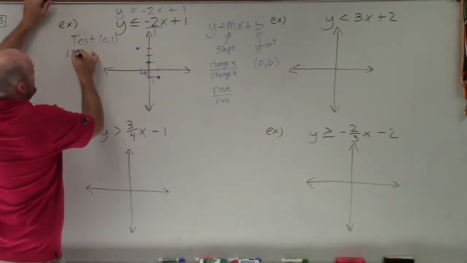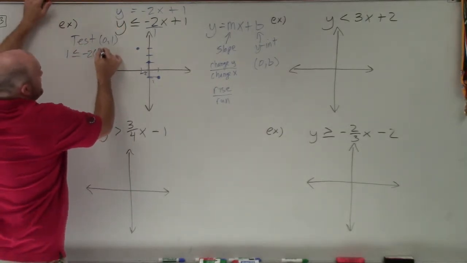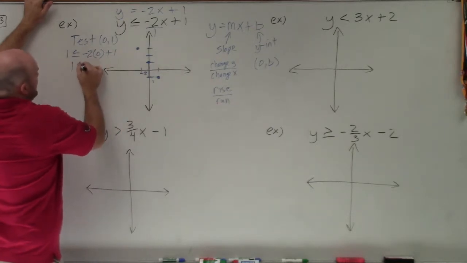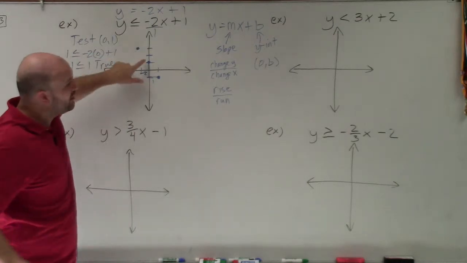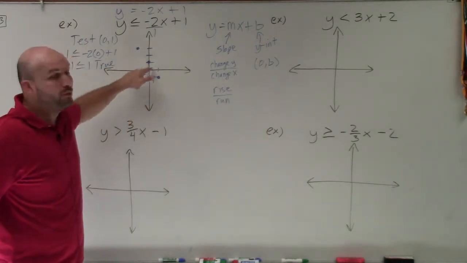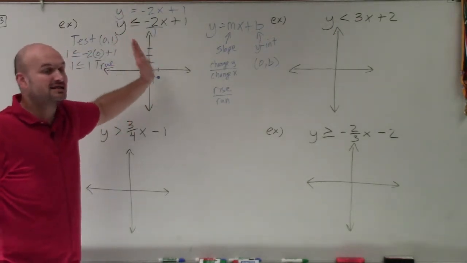So I plug in: 1 is less than or equal to -2 times 0 plus 1. What I get is 1 is less than or equal to 1, which is true. So since my point on the line is true, that means my point is a part of the solution, or my line is going to be a part of the solution.